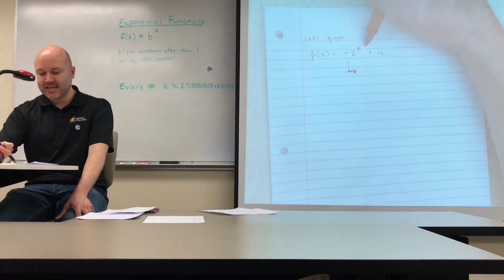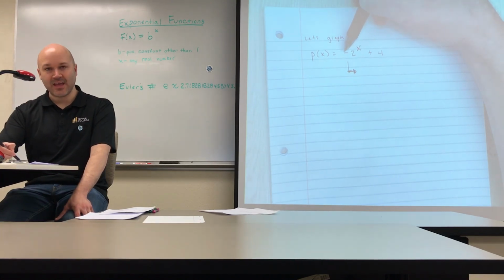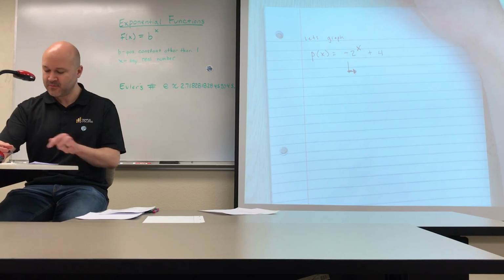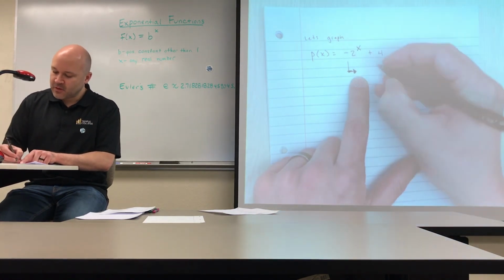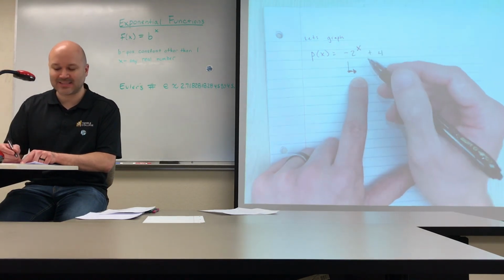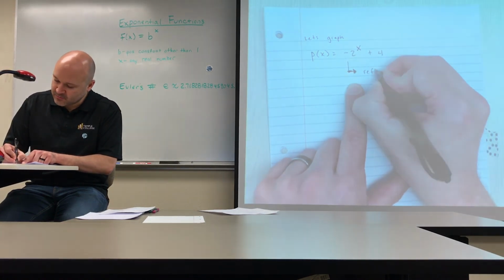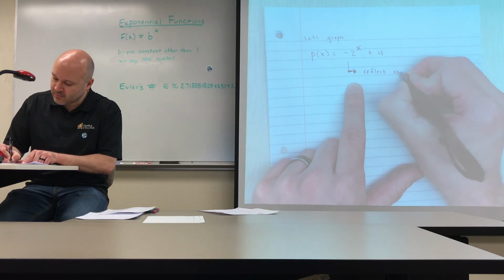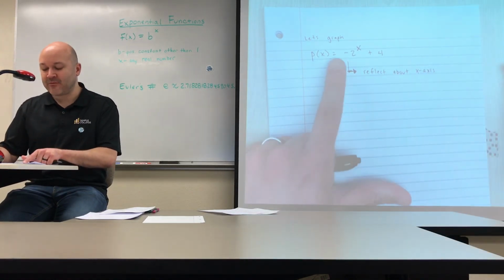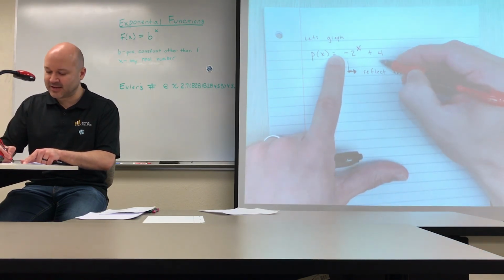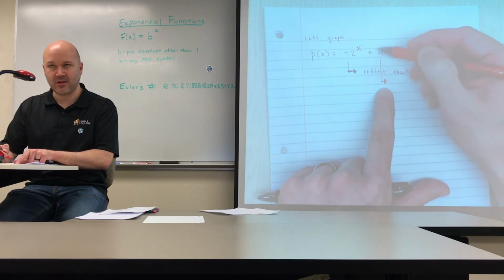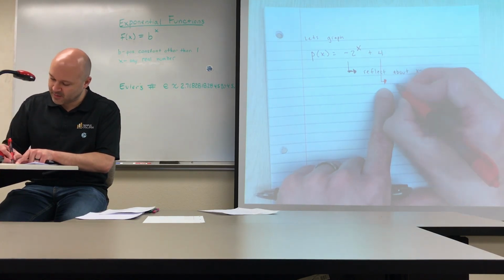I don't have a C, I don't have a B. A is my next transformation, or the first transformation I need to take care of in this case. So this is a negative on the outside. This is a reflection about the x-axis. After I've taken care of the A, I can take care of the D. This is simply moving every point up 4.